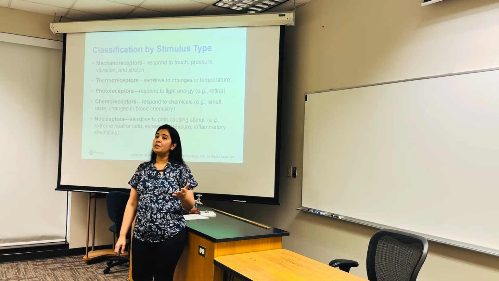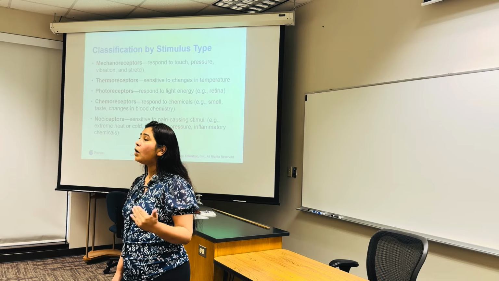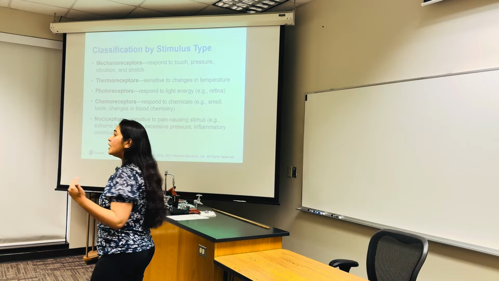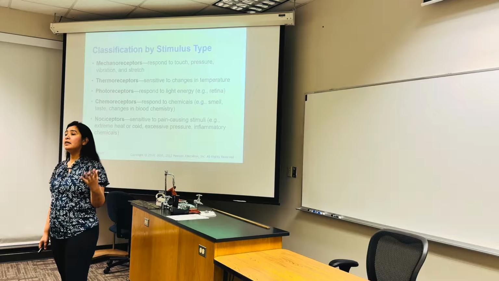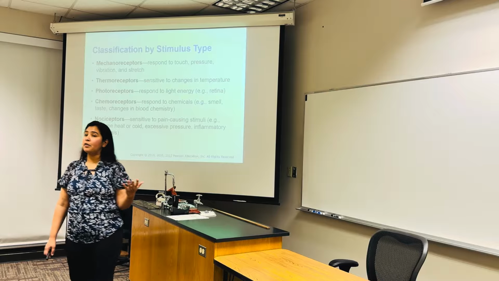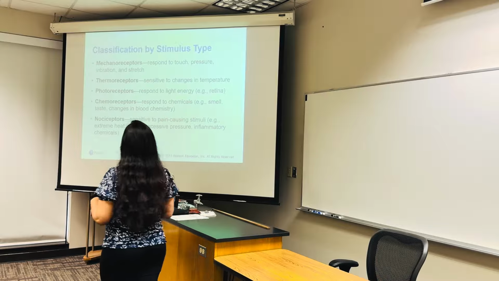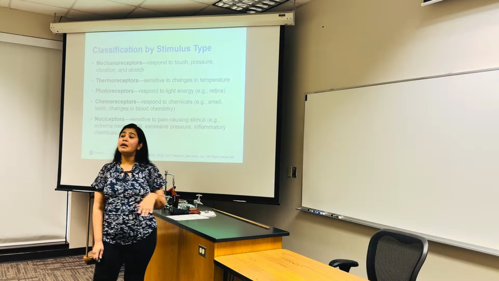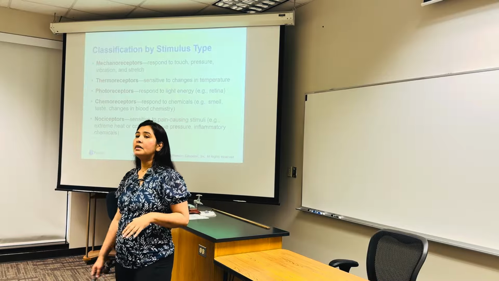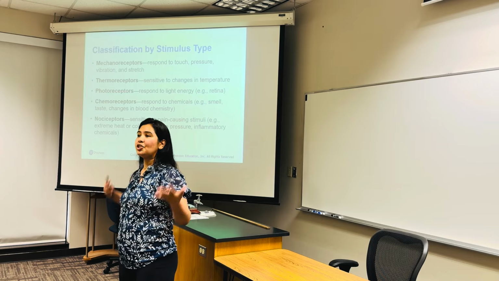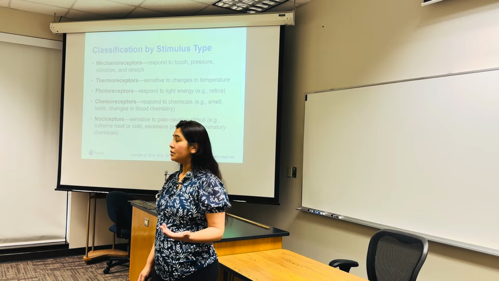So what does that mean? To be able to receive information from the environment and take action, you should have the receptor which has the capability to take that information. Based on the stimulus type, you have 5 different types of receptors. One is called the mechanoreceptor. What do we mean by that? Mechanoreceptor is a general sense, like your touch, pressure, vibration, and stretch.